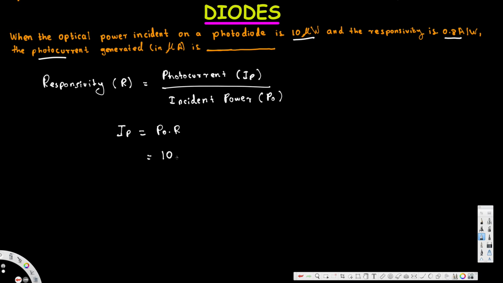So this is going to be what? 10 microwatts multiplied by 0.8 amperes per watt. So here watts cancels, we will get 8 microamperes, and that's going to be the photocurrent.